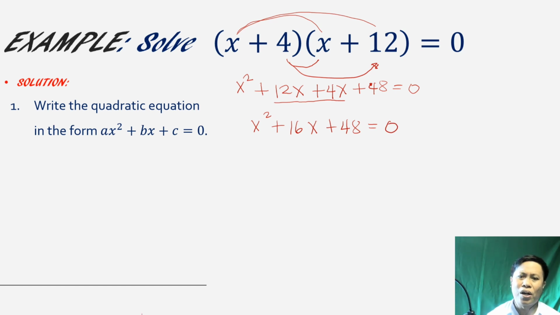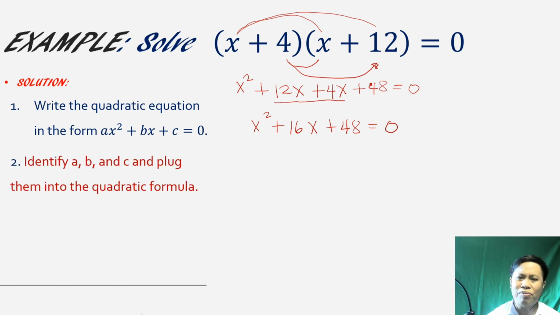Then after that, we have to identify the values of a, b, and c. So our a is equal to 1, b is equal to 16, and c is equal to 48.